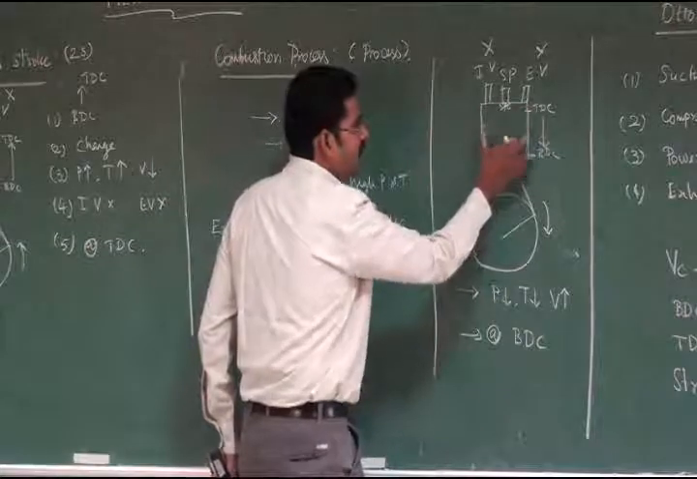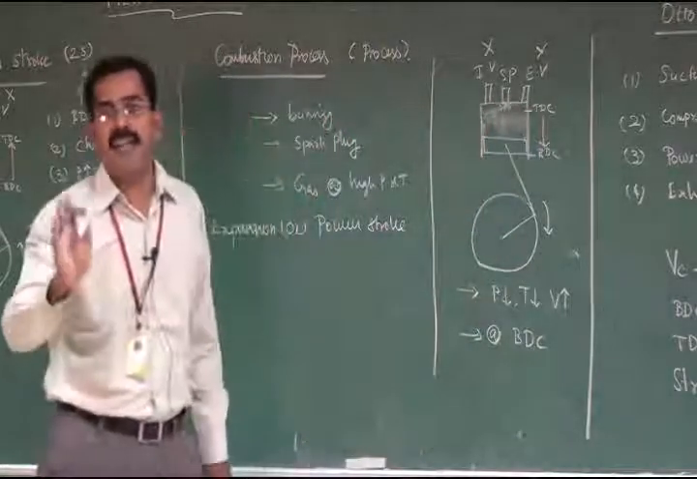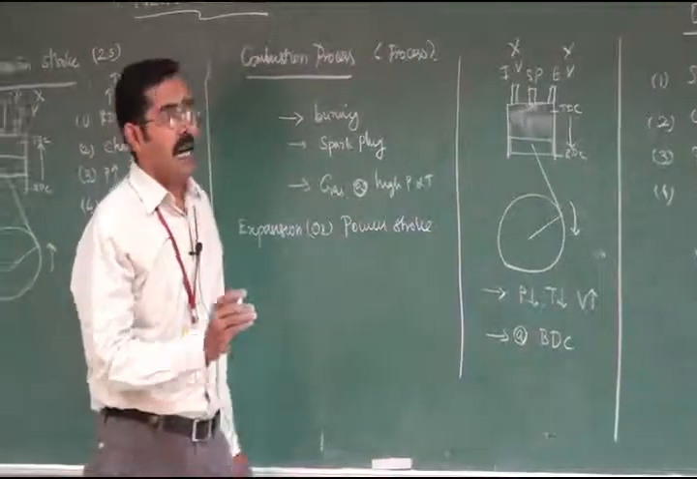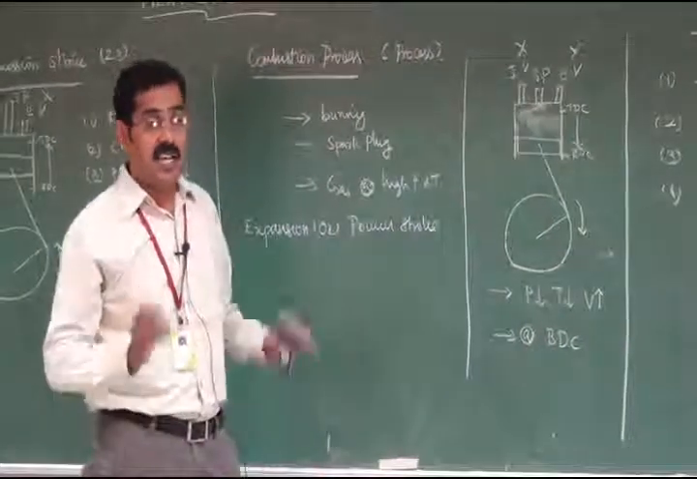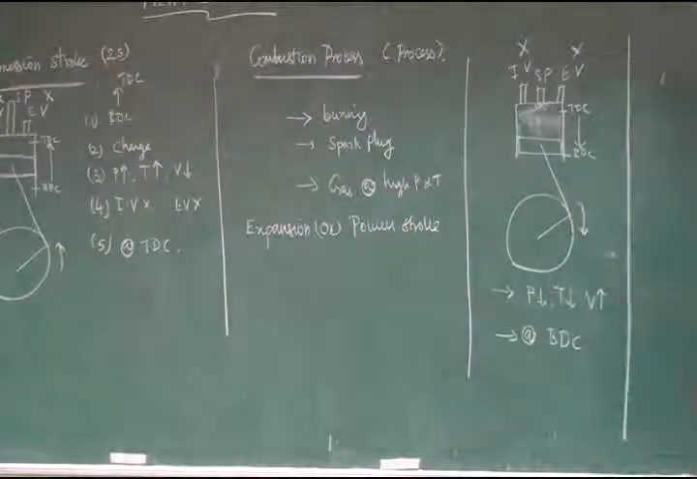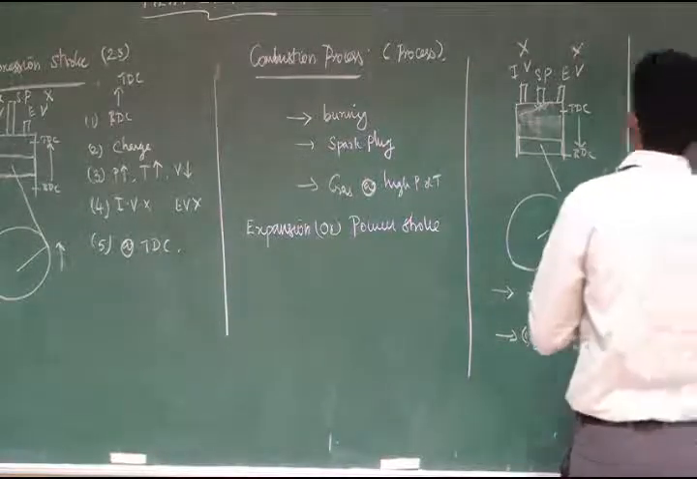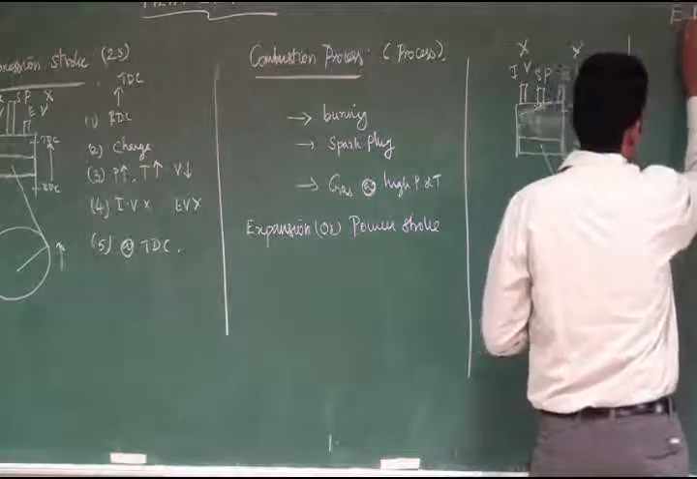Above the piston, inside the cylinder, we have burnt and unburnt gases. We have burnt and unburnt gases that are to be expelled to the atmosphere. That is one last stroke. Now the last stroke will be the exhaust stroke.